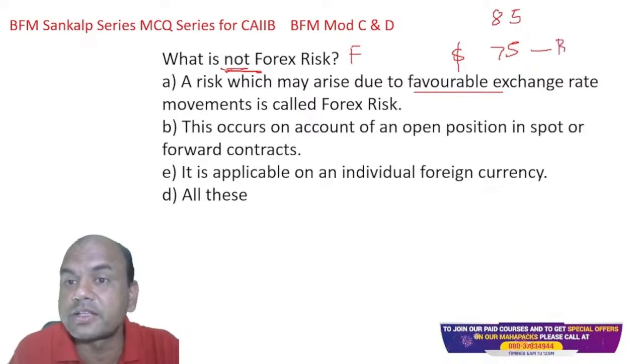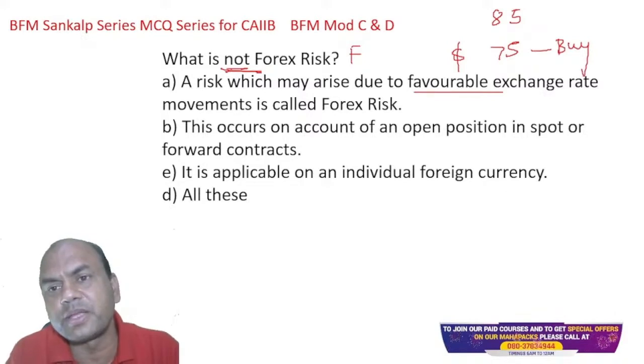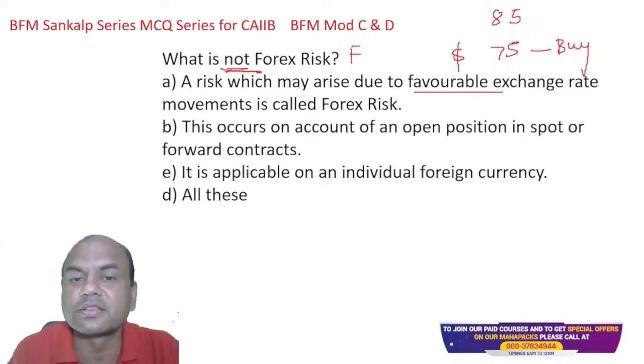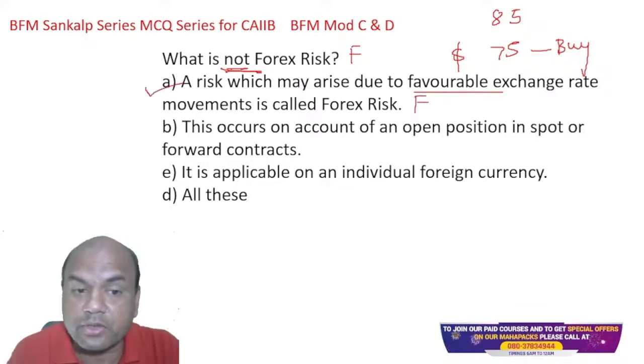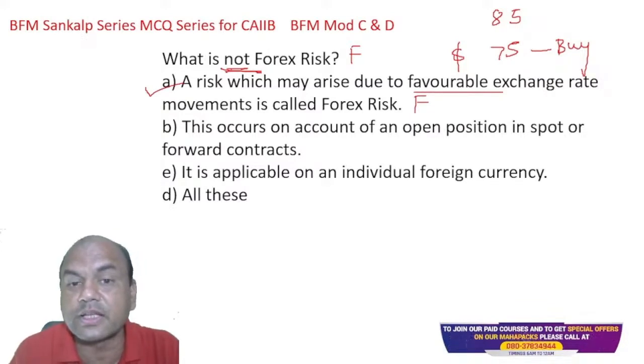I have bought it at this rate, and now the rate is 85. Is it good for me? It is good for me, isn't it? So this is not a risk. This is false, and this is what I want. See, first only you got this answer A. But now there is the option of all of these also, so these and these can also be false.